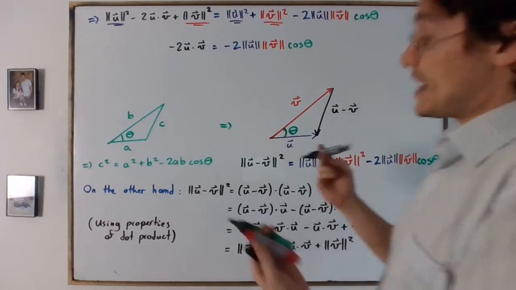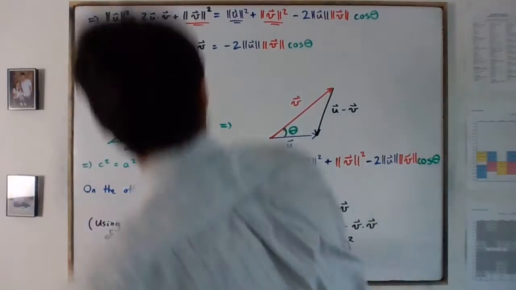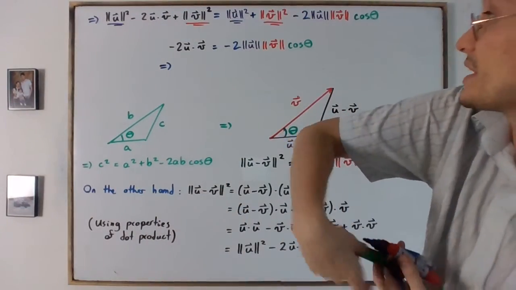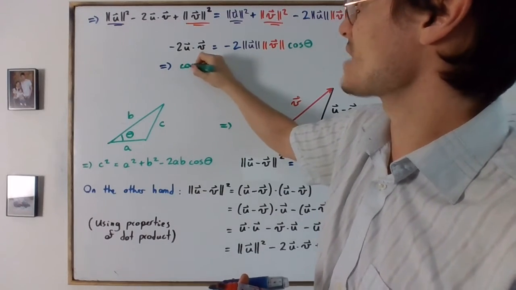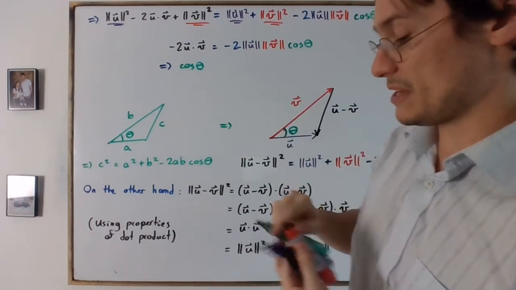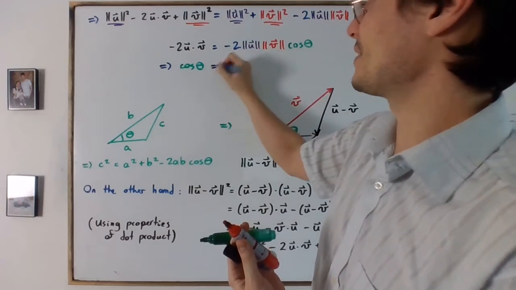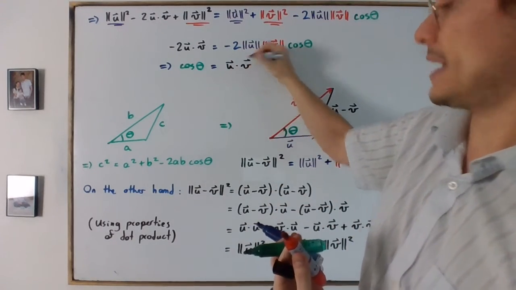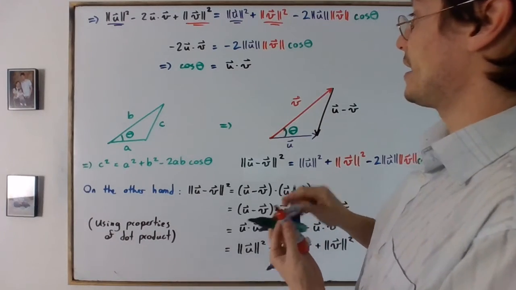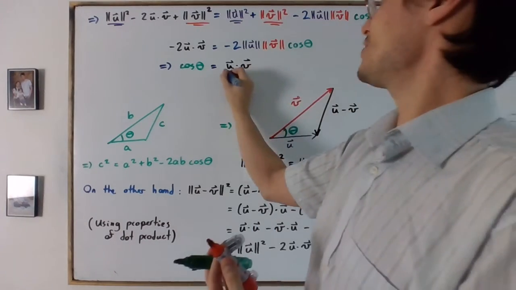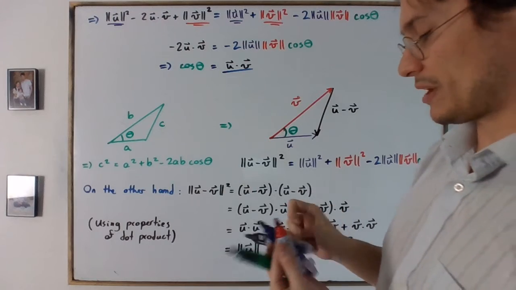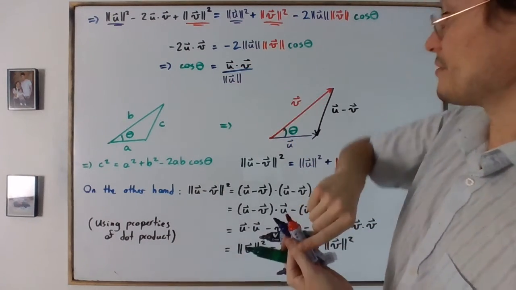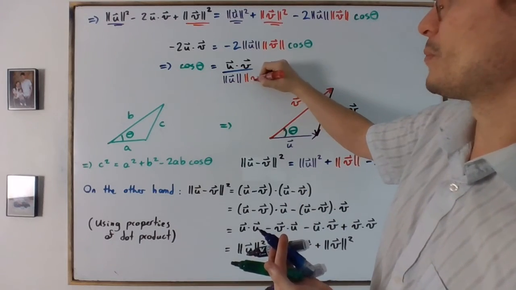And as a result, we get our formula for the angle. We get here that cosine of theta is going to be the dot product u dot v, divided by the coefficient right here. As you can see, the negative 2's cancel, so we're not worried about them. Divided by the norm of u and the norm of v.